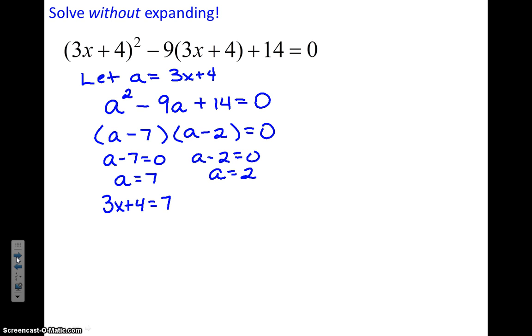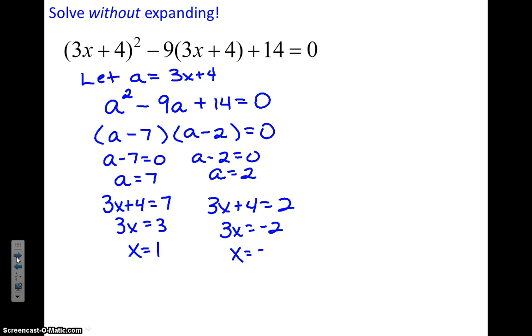And so A is now going to become that 3x plus 4 again. And so I have 3x plus 4 equals 7, and I have 3x plus 4 equals 2. And so when I solve that, I get 3x equals 3, subtracting 4 on both sides. So x equals 1. And then over here I'm going to subtract 4 on both sides, giving me 3x equals negative 2. And when I divide both sides by 3, I get x equals negative 2/3.